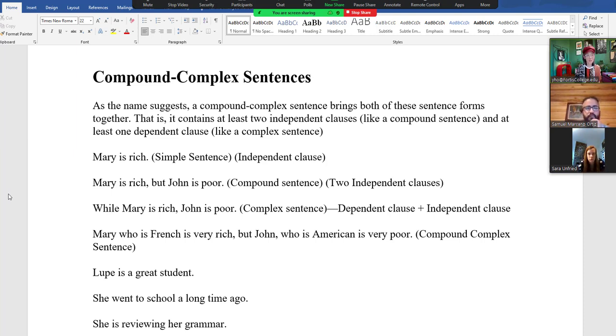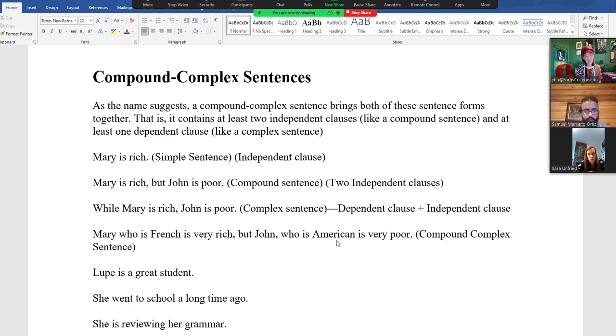So as the name suggests, a compound complex sentence brings both of these sentence forms together, so that in a compound complex sentence, you have two sentences that have a dependent clause, basically. So if I say, Mary is rich, that's a simple sentence. Mary is rich, but John is poor, compound sentence. And then if I say, while Mary is rich, John is poor, that's a complex sentence.